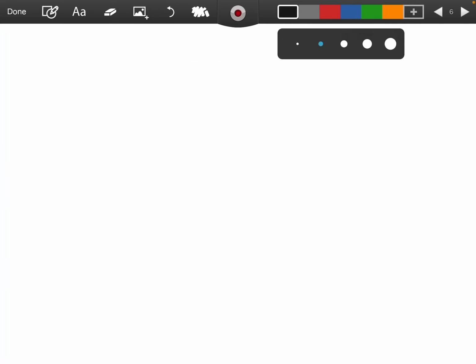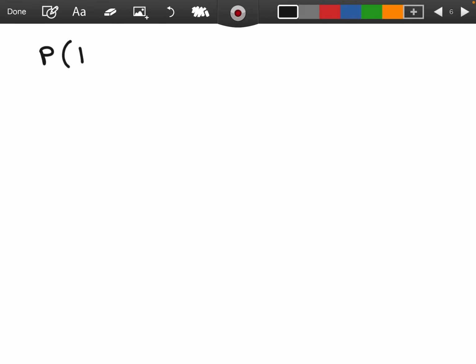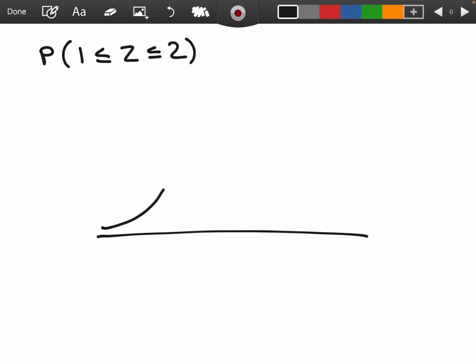So this is the answer to that particular problem. Let's go ahead and do another one. So this time I'm going to look at what's the probability that z is between 1 and 2. So again, I would draw this out. I would always recommend drawing these just so that you know what you're looking at.